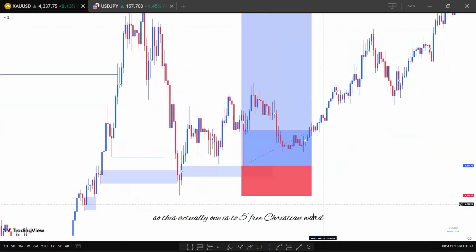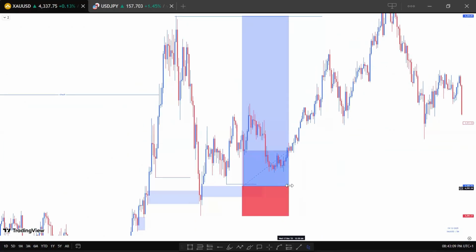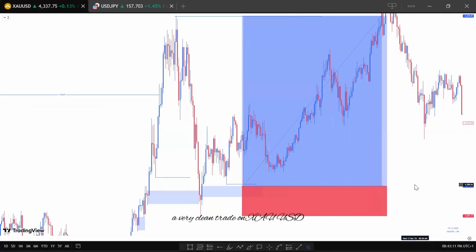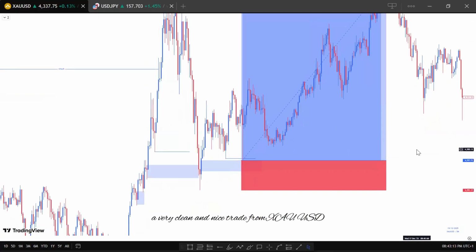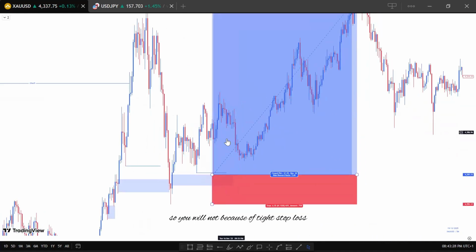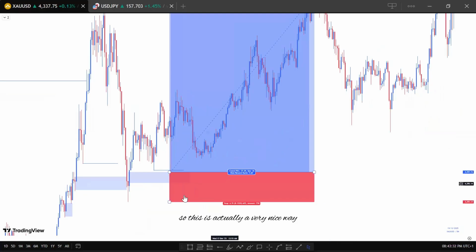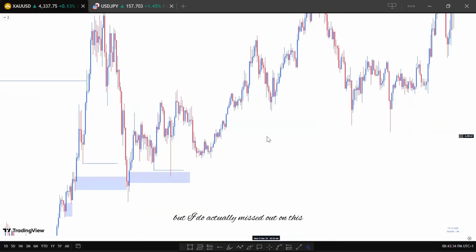So this is actually a 1:5 risk reward, which is a very clean trade on XAU USD. But your stop should be at this invalidation zone, below this other block, because price could just come and tap into this other block before moving. So you will not, because of a tight stop loss, get stopped out and price still goes in your direction. So this is a very nice trade, but I actually missed out on this.